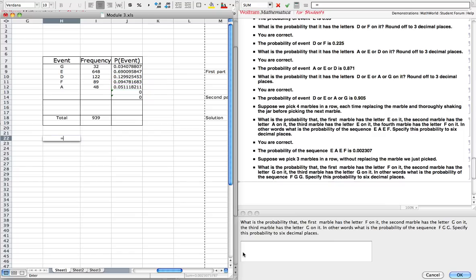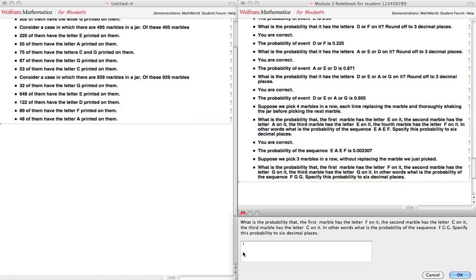Okay, so in the numerator, first we're picking F, so there are 89 marbles, then G, that's 32 marbles, and then finally another G, and there's only 31 left after we've already drawn one. So we start out with 939 marbles, and then we have 938, and finally we have 937 because there's no replacement. Okay, and again round off to 6 decimal places.